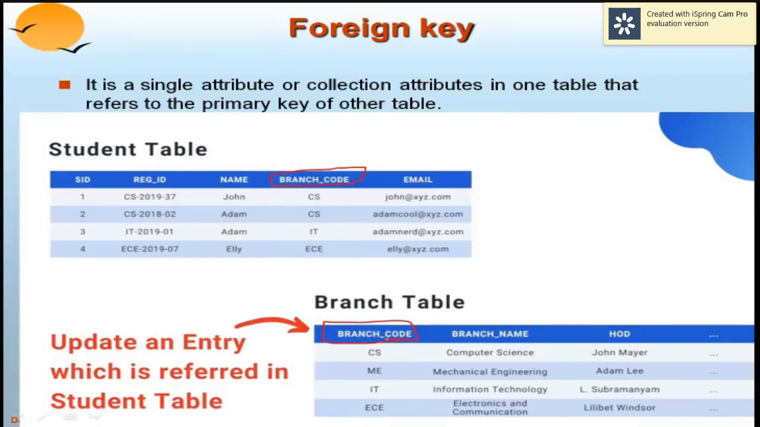This branch code, which is common in the student table and branch table, is going to act like a foreign key for the first table. So why should I work on the foreign key? For example, you had a query to get an output whose values are present in the first table and also in the second table. I want my final output to depend on both tables, that is the student table and the branch table.